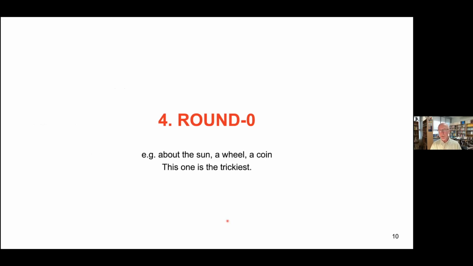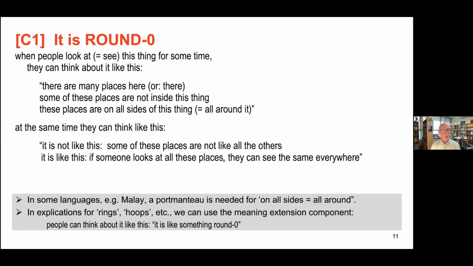So now I want to show you the proposed explication for "round", which you could use about something like the sun, or a wheel, or a coin. It's definitely the trickiest one of the three in our experience. Notice that these things include, so to speak, a two-dimensional image like the sun, or a three-dimensional object like a wheel or a coin. We've tried to craft the explication in such a way that it'll be appropriate for either sort of situation. So here we go.